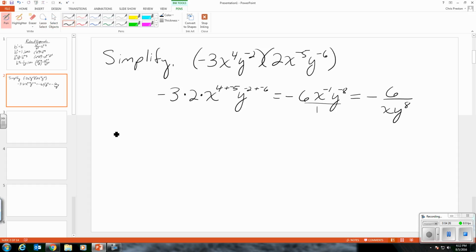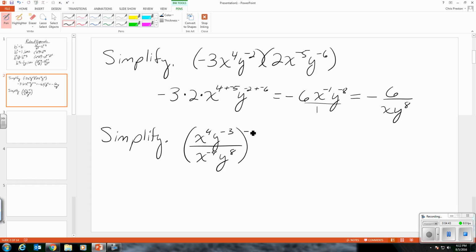Let's look at another one of these. Let's say I wanted to simplify x to the 4th, y to the negative 3, over x to the negative 4, y to the 8th. I want to raise all of that to the negative 2 power. So what I could do is start by trying to clean things up inside, or I can use that rule that says I'm going to raise everything to the negative 2 power, so I'm going to apply that each way.